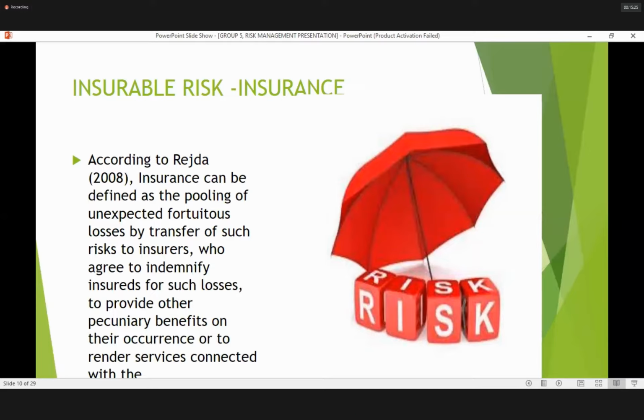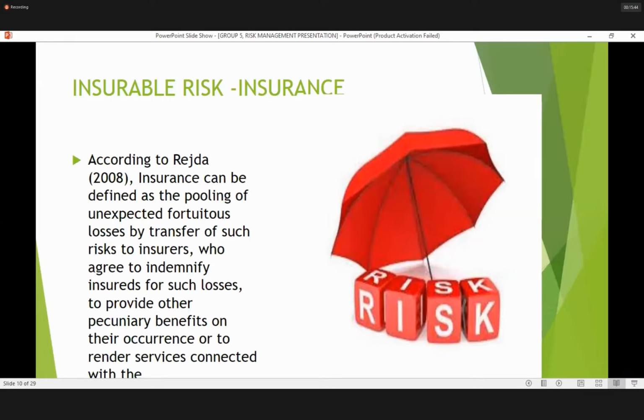The insurance company covers up, or if you insure a risk, it means that you have placed the risk under an umbrella. If in case the risk should occur, there is something there you are relying on that will bring you back to your state. So that's what is meant by insurable risk.